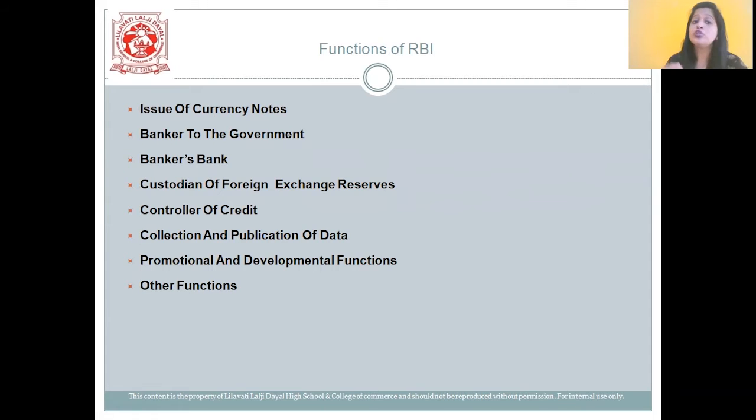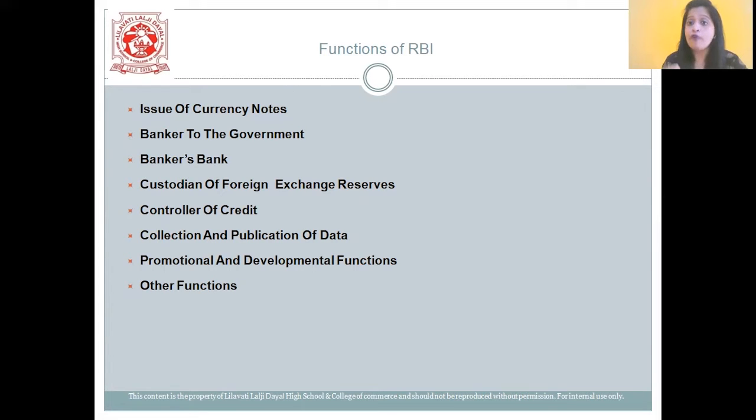The first one is issue of currency notes. RBI issues currency notes of various denominations. Second, banker to the government. RBI acts as a banker, as an agent, as an advisor to the government. It transacts all the business of both the central government and the state government. It accepts money and makes payments on behalf of the government. Third one is the banker's bank. All the scheduled banks are compulsorily required to maintain a minimum amount of cash reserves with the RBI. Hence it is called the banker's bank.